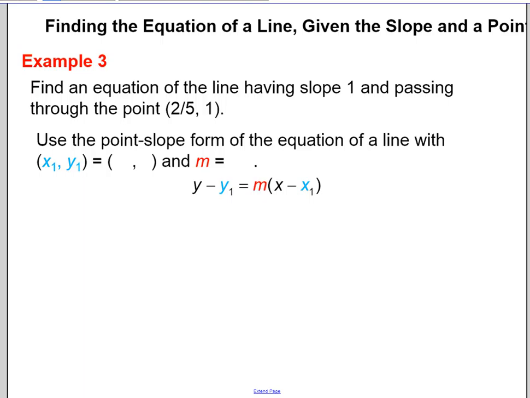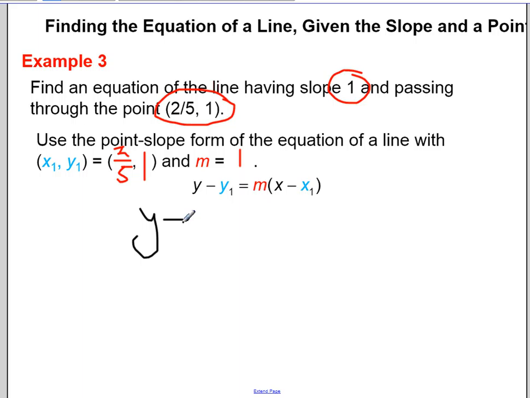All right, in this example, we want to find the equation of a line having a slope of 1 and passing through the point 2/5, comma 1. Use the point-slope form of the equation of a line with x sub 1 and y sub 1. The x sub 1 and y sub 1 are given to us. That's our 2/5 and 1. The slope was also given to us as 1. We're going to plug those into this point-slope form of a line.